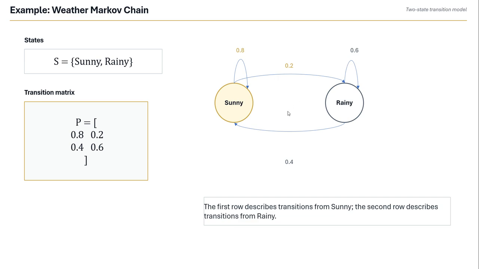This example shows how a Markov chain turns a qualitative process into a quantitative model. Once we have the transition probabilities, we can compute future probabilities, long-run behavior, and many other quantities.